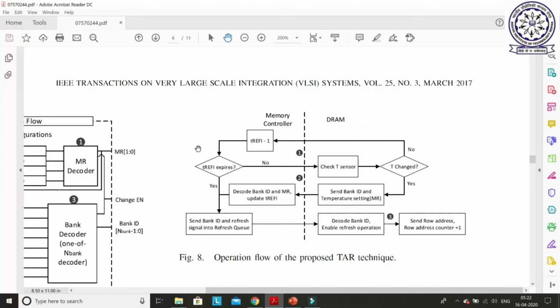So I'm stopping today's lecture here. We will discuss another interesting refresh related paper in the next lecture, and then we'll stop discussing refresh related papers. And as I have already mentioned, next week we'll discuss Rowhammer attacks.